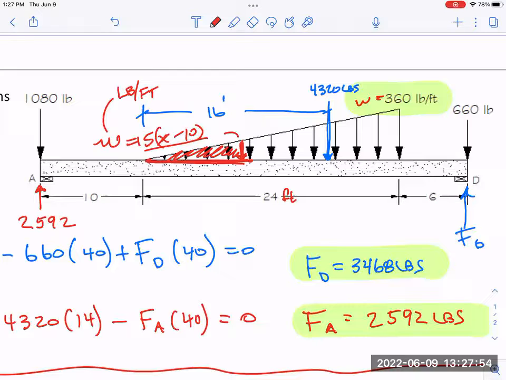That's exactly right. Just like we had to take 360 times 24 to get a weight, you have to take that 15x minus 10 times this distance right here, which is also x minus 10, and then times a half to get the weight of that entire red rectangle. That's exactly what we did with 4320. We're multiplying those together. It's pounds per foot times feet. So the feet cancel, which gives you pounds. In other words, 360 pounds per foot times 24 feet. Feet are on top, feet are on the bottom. That's pounds.